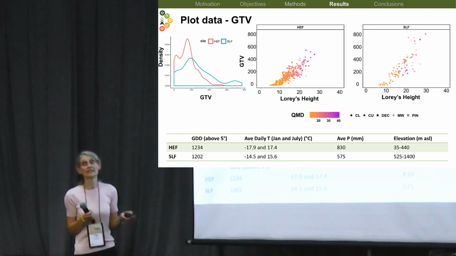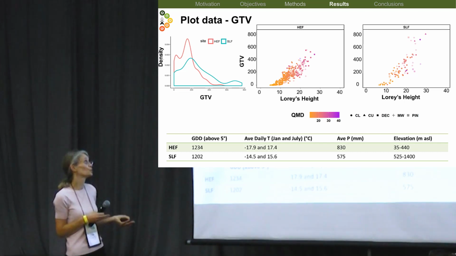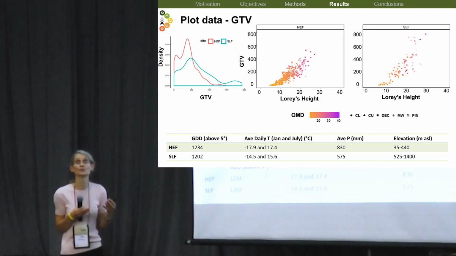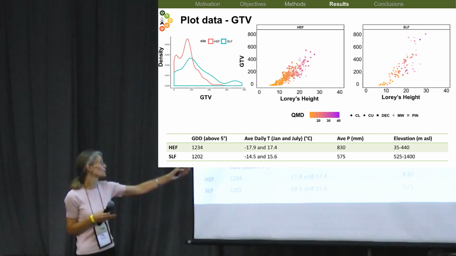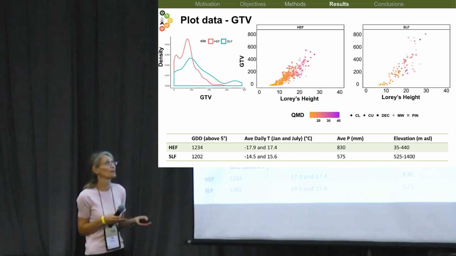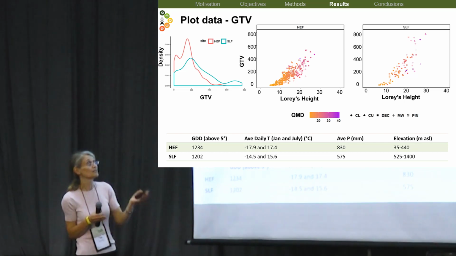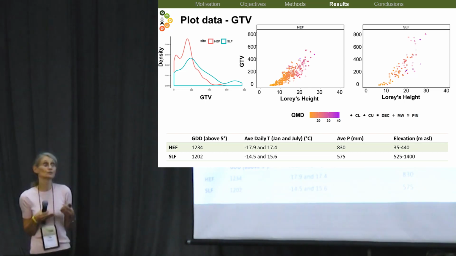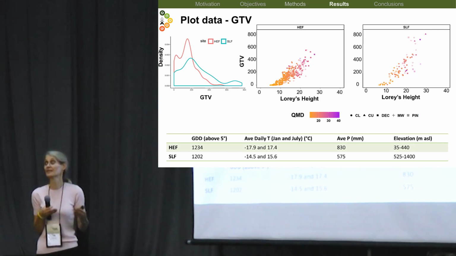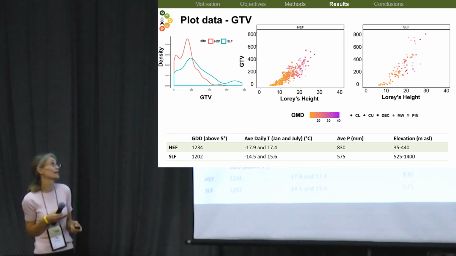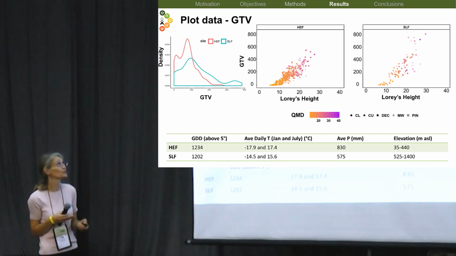So would that be related, or is that related to this bioclimatic gradient? When we look at some of those attributes, so we looked at growing degree days, average daily temperature, average precipitation, and elevation, and we do see that there are differences there, and we do know from the literature that volume is impacted by those bioclimatic variables.